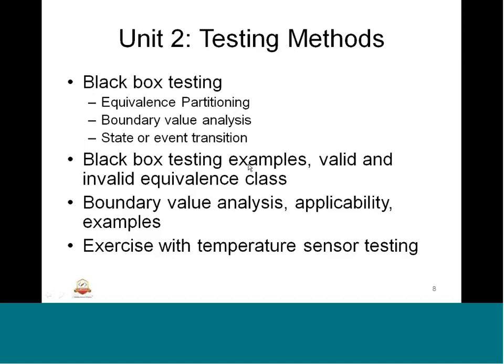Black box testing examples: valid and invalid equivalence classes, boundary value analysis, its applicability, and examples. I think we took the temperature sensor example with high and low values. So what values can we feed? How can we use techniques in terms of black box testing using boundary value analysis, equivalence classes, and coverage aspects also?